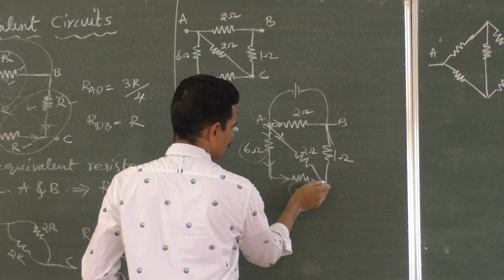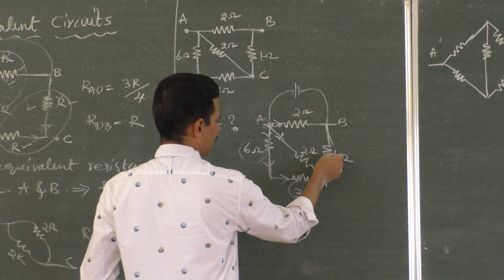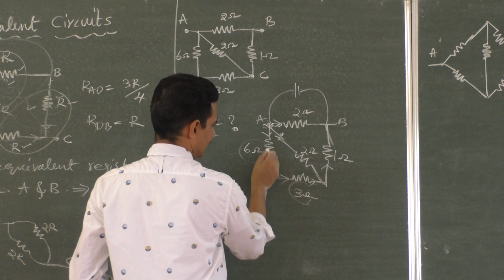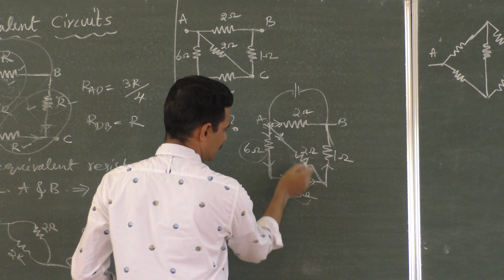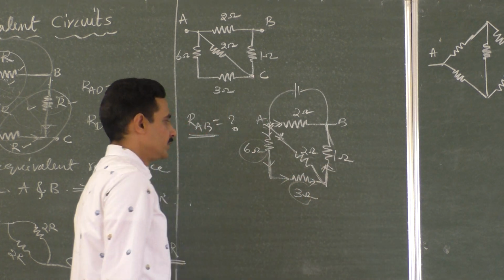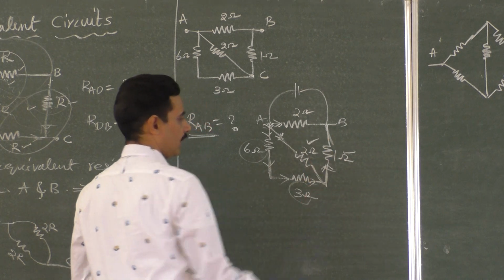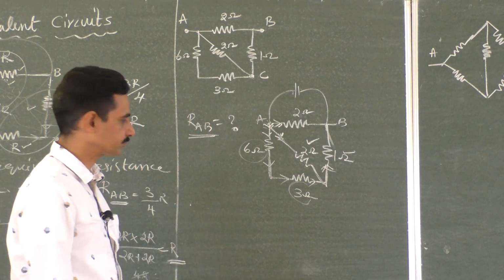But what current flows through here? That is not the current through 1 ohm. Current through 2 ohm will be less, and this current will join with the current through 2 ohm. Then it will move to 1 ohm. So current through 1 ohm and 2 ohm are not same. They are not in series.